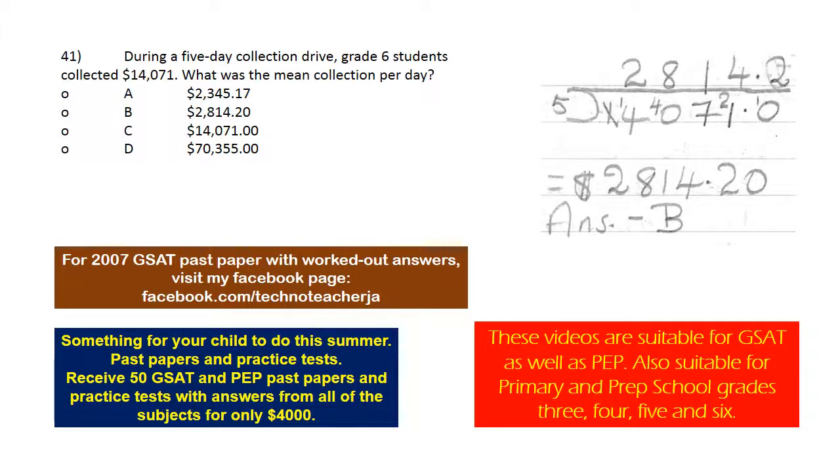5 into 14, 5 times 2 is 10, so that goes 2 times. Remain how much? Remain 4. So we put a small 4 beside the 0 beside it, and write a 2 above the 14. Next, 5 into 40. That 4 and 0 made 40, so 5 into 40 goes 8 times exactly, without any remainder.